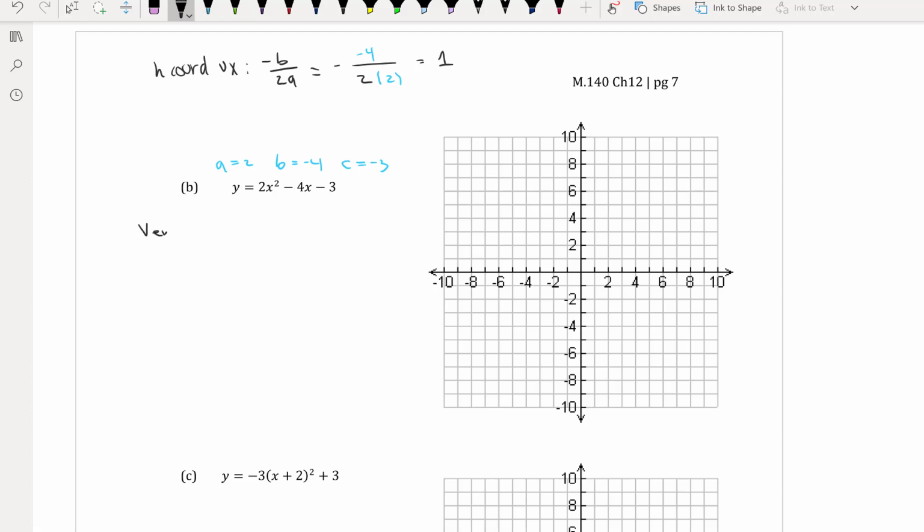So now I know that for my vertex, I have 1 for my h value. To figure out that k value, I just plug it into my formula. So I have y is equal to 2x squared minus 4x minus 3. And that value that I'm plugging in is 1. So I plug that into my calculator. I get 2 times 1 squared minus 4 times 1 minus 3. And that gives me a -5. So that is going to be my vertex. I have my vertex as a positive 1, negative 5. So then from here, I'm going to make a chart.